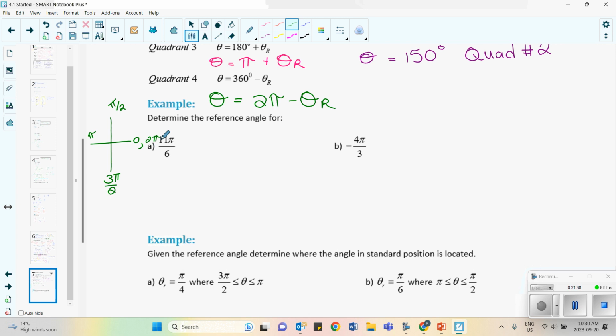Does everybody know how to do that? If I wrote 2 pi with a denominator of 6, that would be, we did this already, 12 pi over 6. What would this one be? 9 pi over 6. This would be 6 pi over 6. This one would be 3 pi over 6. So where does 11 live? It lives somewhere between 9 and 12. So we know we are in quadrant 4.